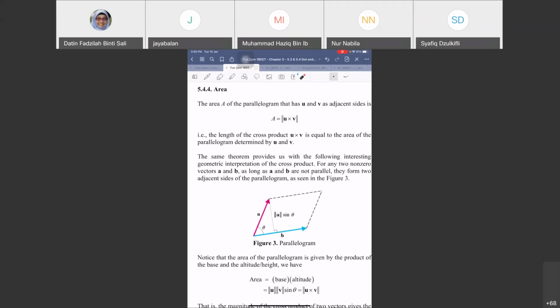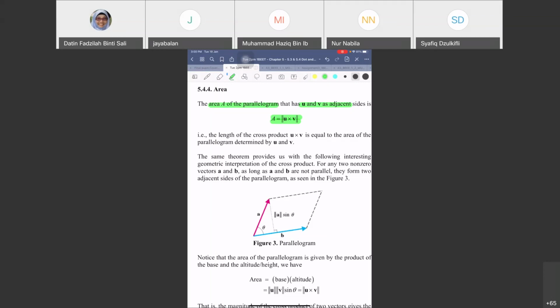All right, so that's why you see that you have this. This is from the theorem, in which to find the area of a parallelogram that has U and V as adjacent sides, it is given by this. The magnitude of the cross product is the area of a parallelogram. So the magnitude of the cross product basically is the area of a parallelogram.